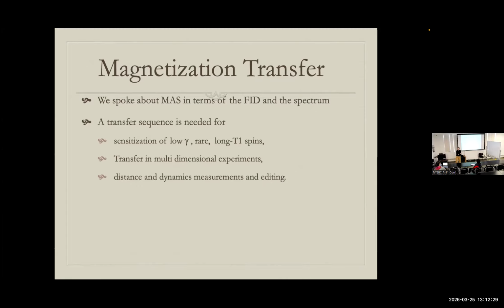So being able to transfer from the proton to that rare spin, by the factor of gamma, you're going to get more polarization. But that's not the big boost. The big boost is now you're going to be working off of something that you can recycle regularly because of the proton T1 being in a reasonable range, guaranteed for a biopolymer always, and the carbon or the nitrogen most of the time being just horrible. So sensitization, that was the original motivation. And then transfer in multi-dimensional experiments.